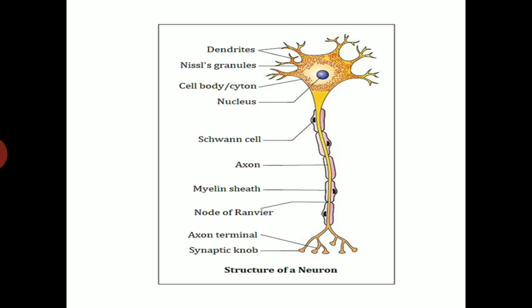Now see the structure of neuron. It is divided into three main parts: cell body, this is dendrites, and this is axon. Now cell body contains nucleus and cytoplasm, and in cytoplasm there are Nissl granules. Process coming out from cell body is known as dendrites, and the long process coming out from cell body is known as axon.